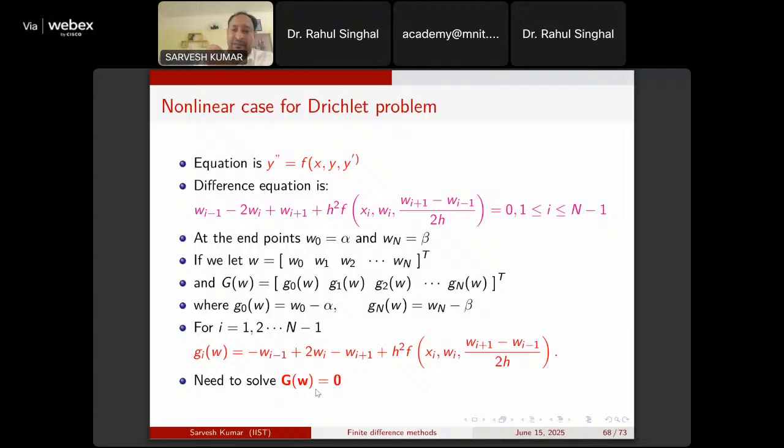Now, how do we solve this? We don't have a linear system now, so it's not possible to apply whatever method, either iterative or direct method. Then we think of applying the Newton method, which has its own problems, we'll see.